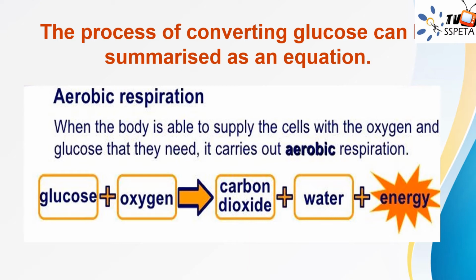The process of converting glucose can be summarized as an equation. Glucose plus oxygen is equal to carbon dioxide plus water plus energy.